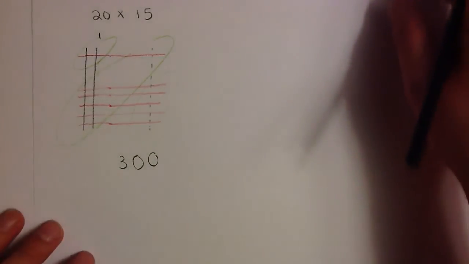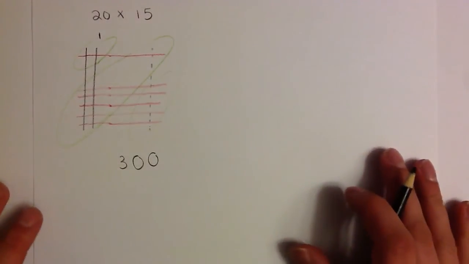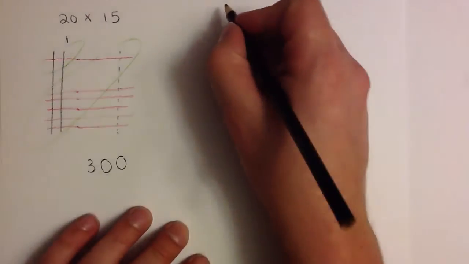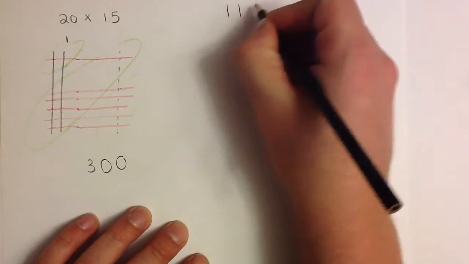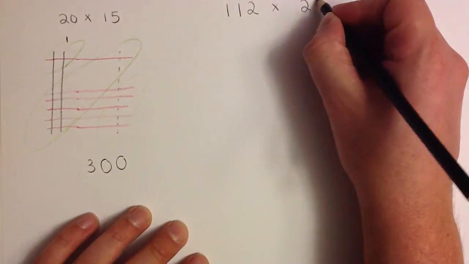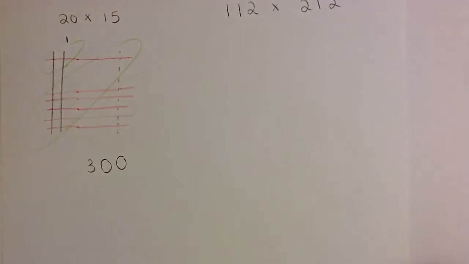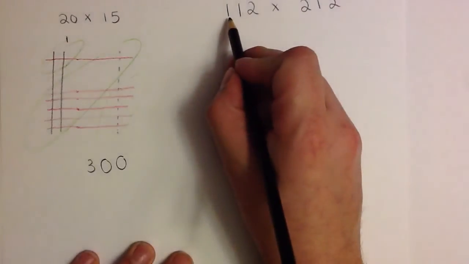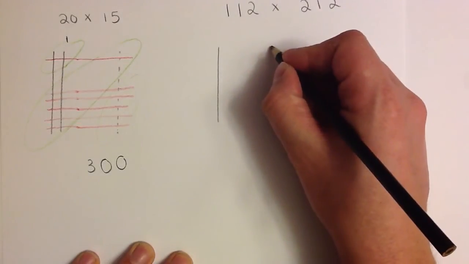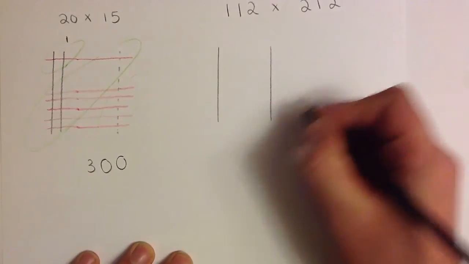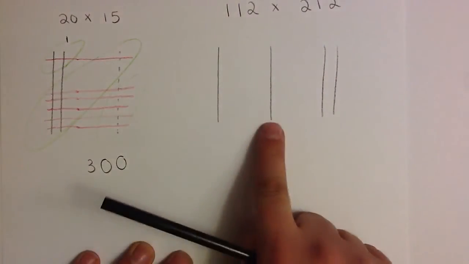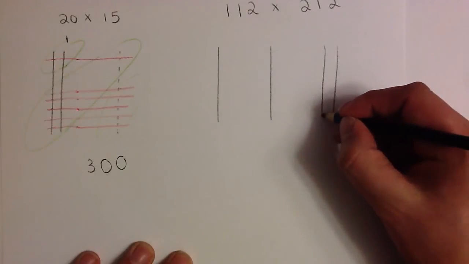Now that we've done a couple examples with 2-digit numbers, let's move on to a 3-digit number. So let's do 112 times 212. To do this, to represent the 112, I need to do 3 spaces. So 1, 1, and then the 2. So 1, 1, 2, that represents 112.